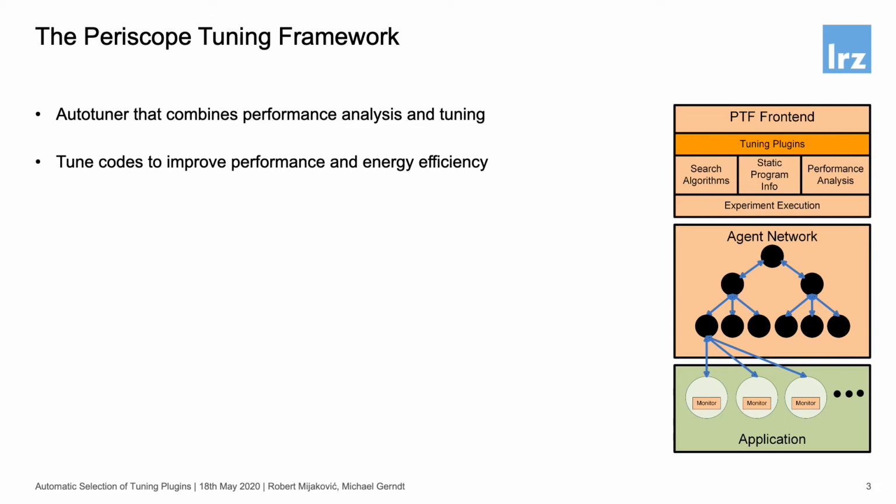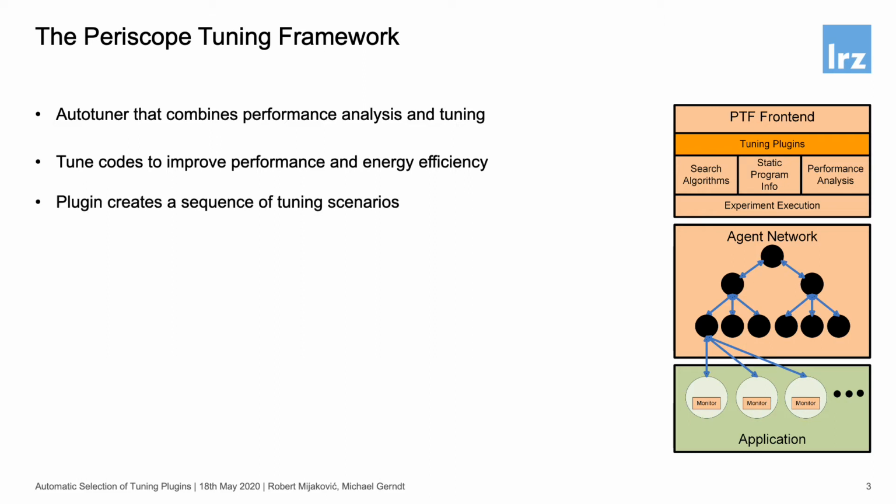It consists of the front end, which supports tuning plugins to control the analysis and tuning process, and the agent network. Plugins use the knowledge collected from the static program analysis, performance analysis, and the search algorithm to efficiently search the usually enormous search space in the form of tuning scenarios. Using performance analysis results, PTF can prune the search space and search only more promising regions of the search space.